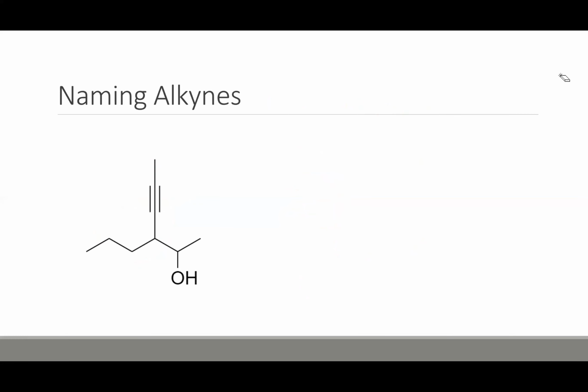Okay, let's try one more practice. Here we have to decide first where our longest chain is. So we could count from here, 1, 2, 3, 4, 5, 6. We could also count this way, 1, 2, 3, 4, 5, 6, 7. And the last version we could count is this way. 1, 2, 3, 4, 5, 6.